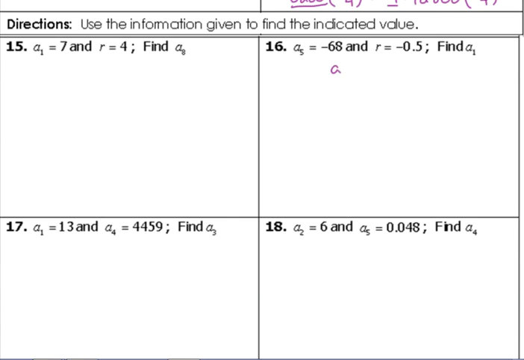So what I'm going to do is write my general formula here just to remind myself. That's my general formula for any geometric sequence. And I'm going to plug in some stuff that I know. They gave me a sub 5 as negative 68. So I'm going to consider 5 to be my n. So a sub 5 is negative 68. A sub 1 is what I'm looking for. They give me the common ratio, negative 0.5. And like I said, n in this case is 5.